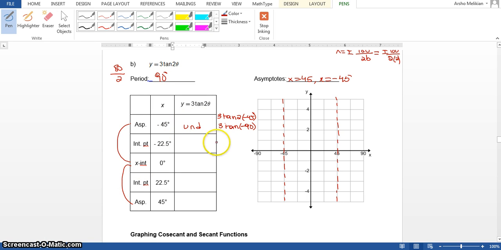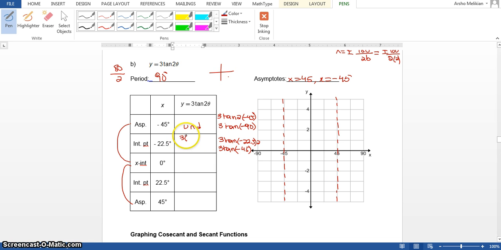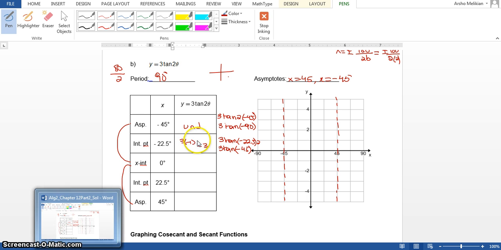Okay, here I have 3 tangent of negative 22.5 times 2. So it's 3 tangent of negative 45. All right, now, tangent of 45 is 1. At negative 45 here, tangent is negative 1. So this is going to be 3 times minus 1, negative 3. Okay?